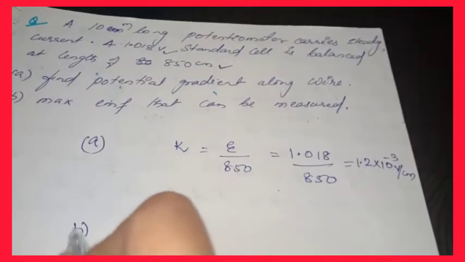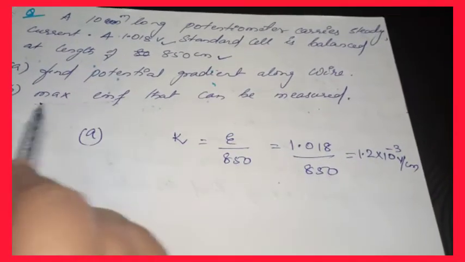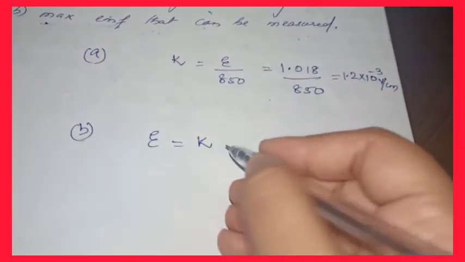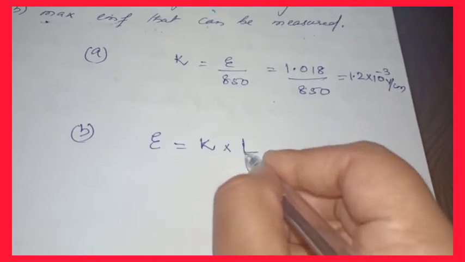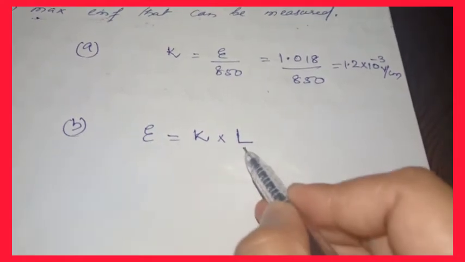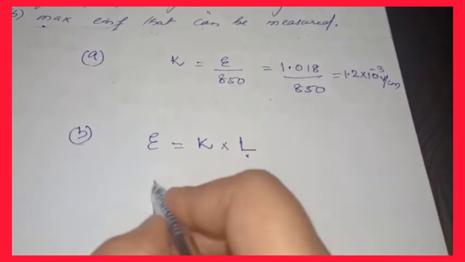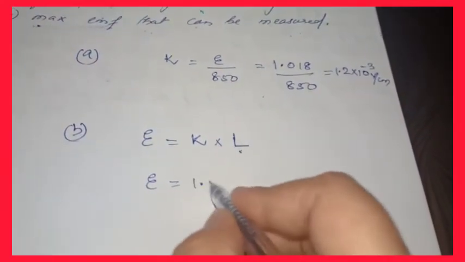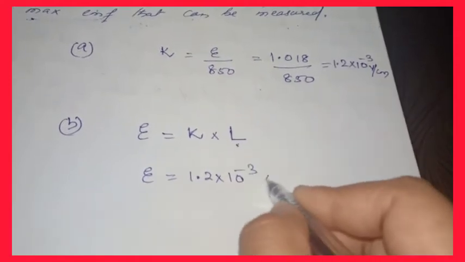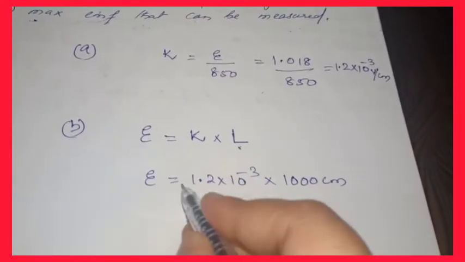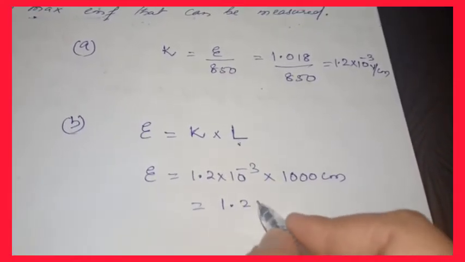So we can find out the potential gradient by using the cell and also the balancing length. Now we can also find out what maximum EMF the potentiometer can measure. The maximum EMF the potentiometer can measure is equal to the potential gradient K into the total length of the potentiometer. So the total length of potentiometer is 10 meter or 1000 centimeter. So the maximum EMF is 1.2 into 10 to the power minus 3 into 1000 centimeter. So the potentiometer can measure maximum EMF up to 1.2 volts.